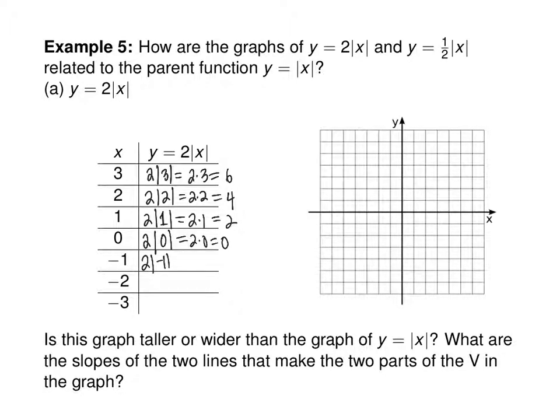Negative 1 is the same as inputting positive 1, so we get 2. Negative 2 is the same as inputting positive 2, so we get 4. And negative 3 is the same as inputting positive 3, so we get 6. So over 3 up 6, over 2 up 4, over 1 up 2, 0, 0, back 1 up 2, back 2 up 4, back 3 up 6. So there's the 2 absolute value x.